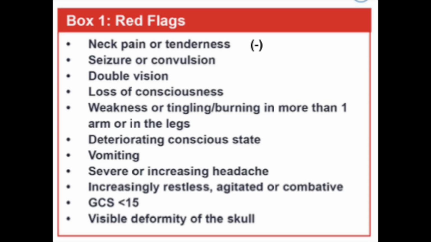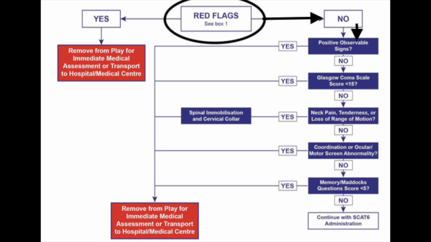Our patient did not have neck pain or tenderness, seizures or convulsions, double vision, loss of consciousness, weakness or tingling, burning in more than one arm or in leg, deteriorating conscious state, vomiting, severe or increased headache, increased restlessness, agitation or combativeness, a Glasgow Coma scale of less than 15, visible deformity of the skull. No red flags were found. Flow chart tells us to move on to observable signs.